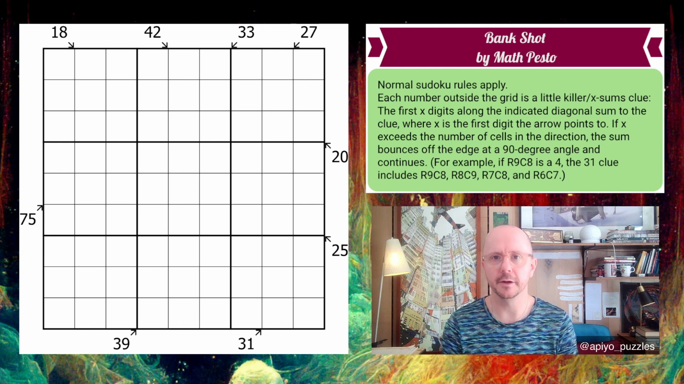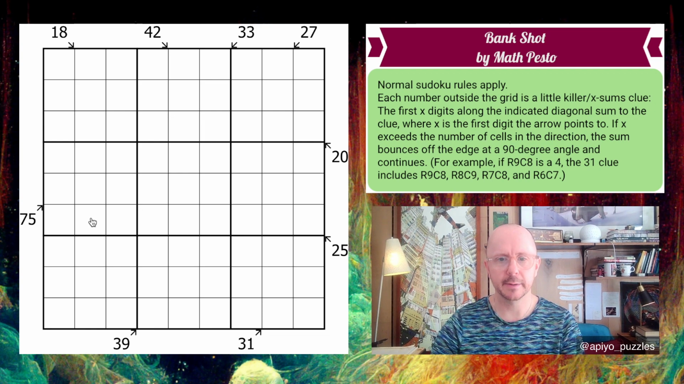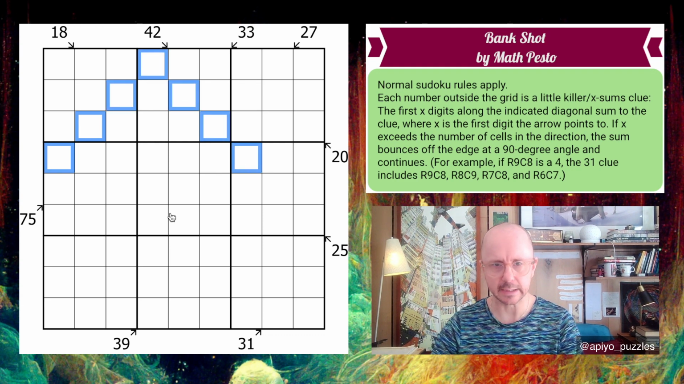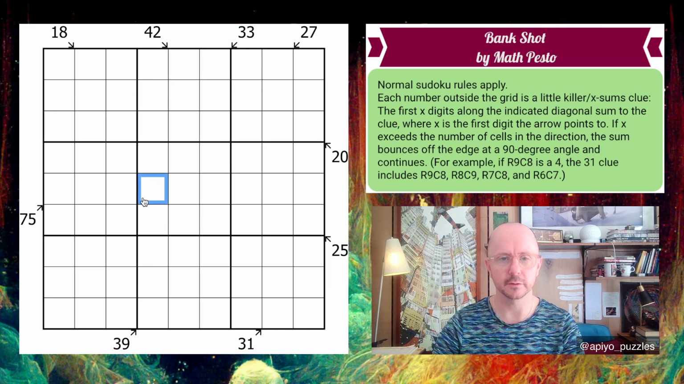Math Pesto, very well known and popular setter of Sudoku, and a bank shot is a shot in pool or snooker, which are two sports that I both play and love. A bank shot is basically when you hit the cue ball against a cushion before making contact with eventually an object ball. And this puzzle plays on that idea a little bit, although you don't need to know pool rules to get going with it.